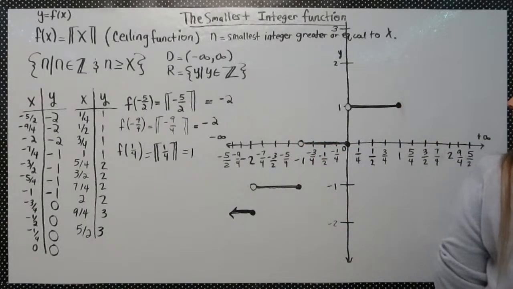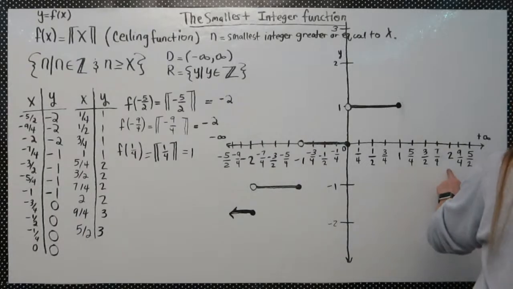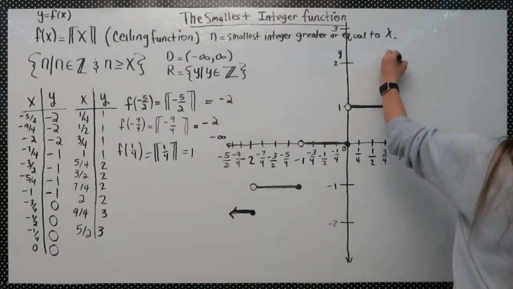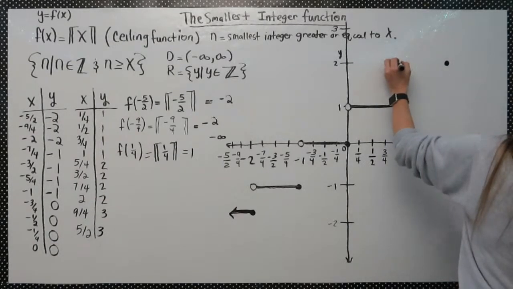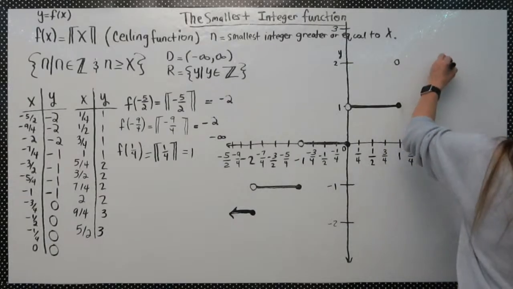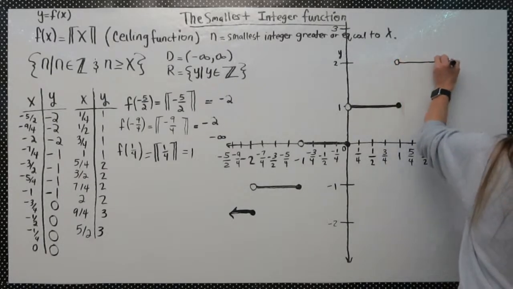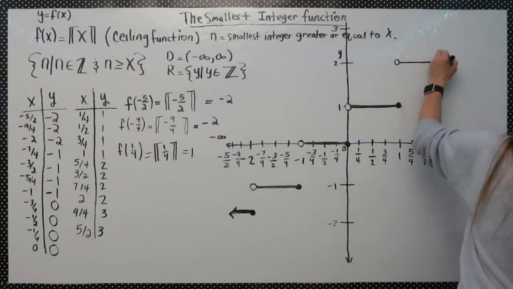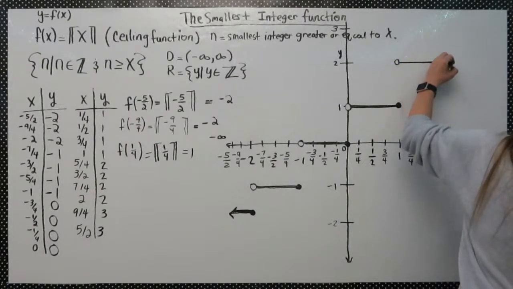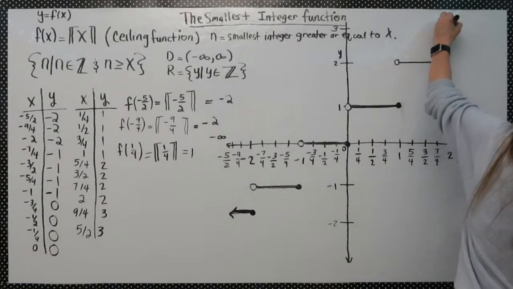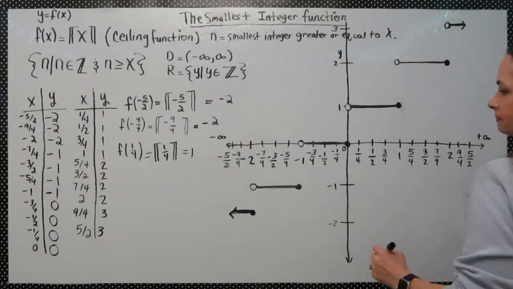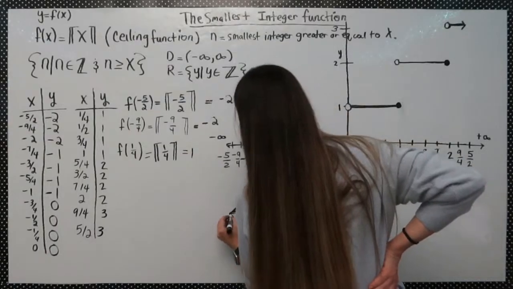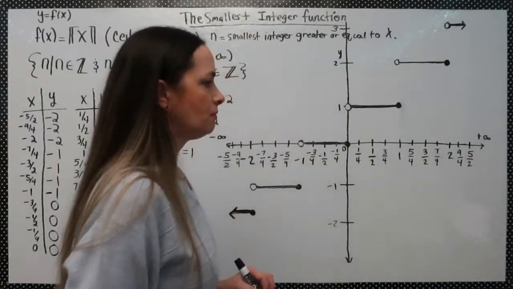And then at 5/4, we're going to 2 now. So we're going to have an open circle at 2, and we're going to have a closed circle at 2, rather. And we got a line because all of those values appear on the graph. And then at that point, we're going to have an open circle at 3, and then we've got a couple of values there, 9/4 and 5/2. So we've got that.